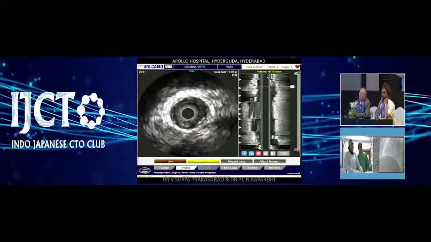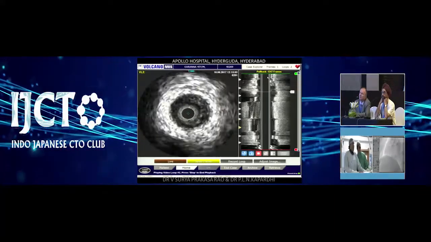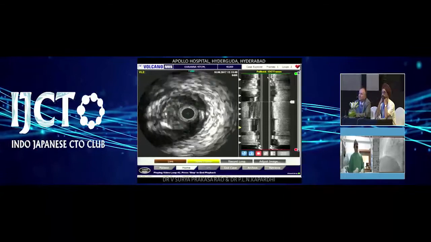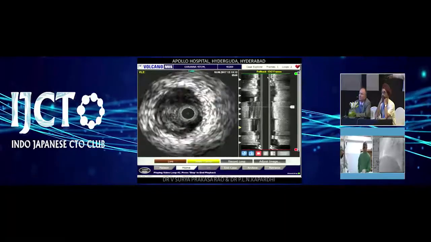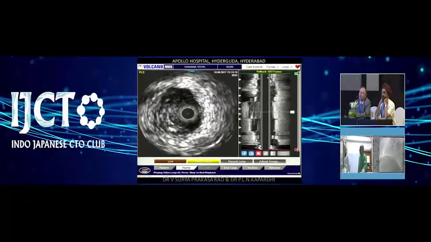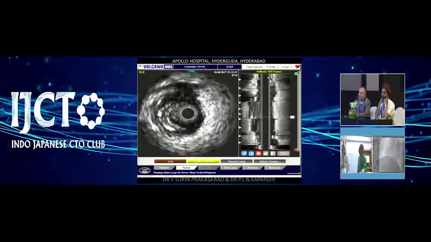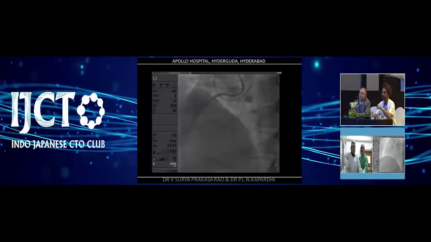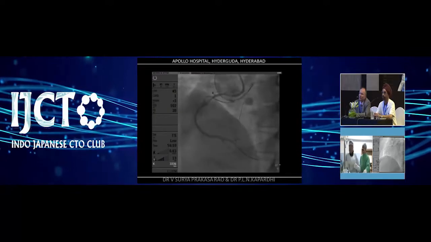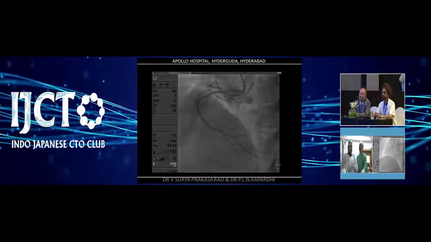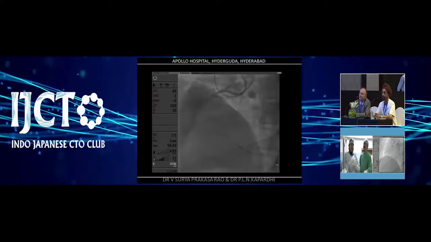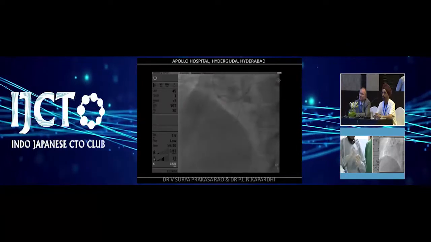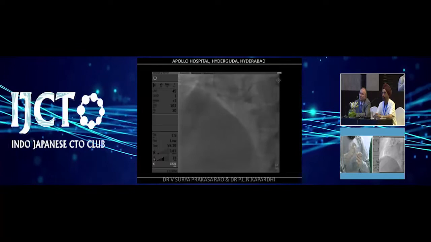So, now what we have done after that, we have given next. This is a three. We see the IVUS now. We need to go back to angio. It is showing that already looks nice. Back. It is a 3 into 38 stent. Next. Next.